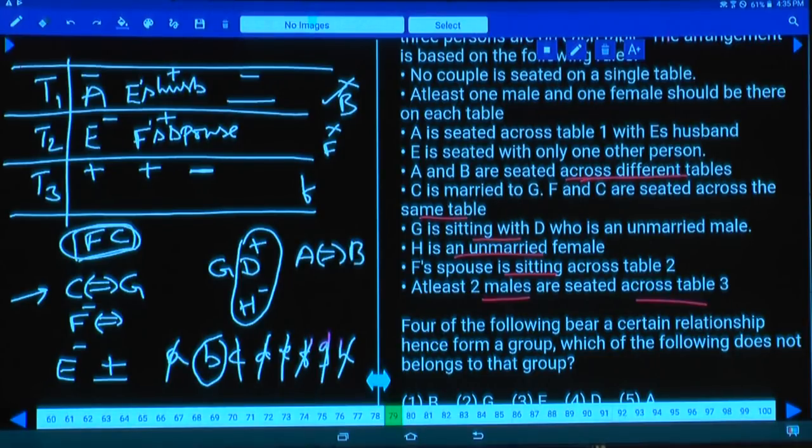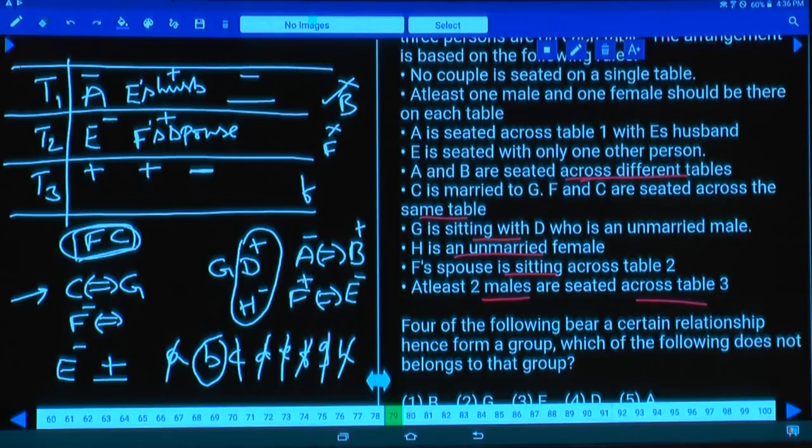As A and B are a married couple, A is female, B is a male. Done? If A and B are a married couple, and C and G are another married couple, then who is the other? F and who is the other person here? Who is the F and E? F is married to E. E is a female and F is a male. Done with this?